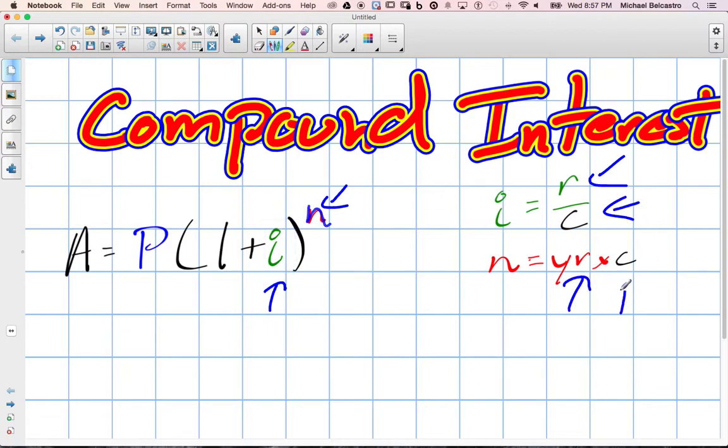So it looks like I got a whole bunch of letters. r is the interest rate. c is the compounding period. yr is the number of years times the compounding period. And we're assuming that interest rates are in years.